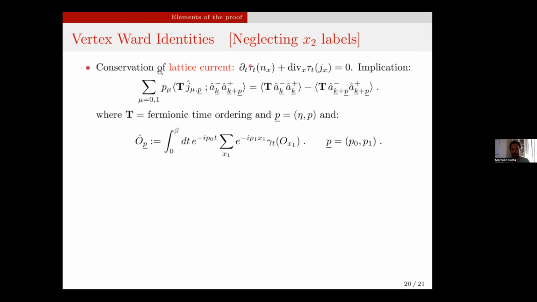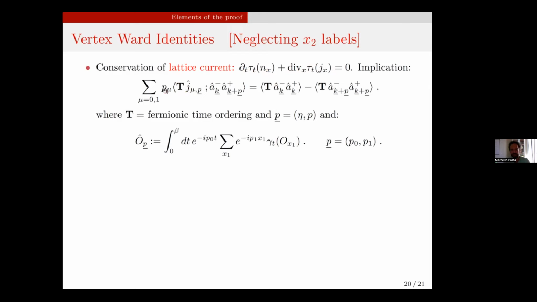I want to use the lattice continuity equation for the evolution of the density in terms of the current density. And then what you can do here is to find out that this nice conservation law has a consequence at the level of correlation functions. That's an example of a Ward identity. It's very simple.